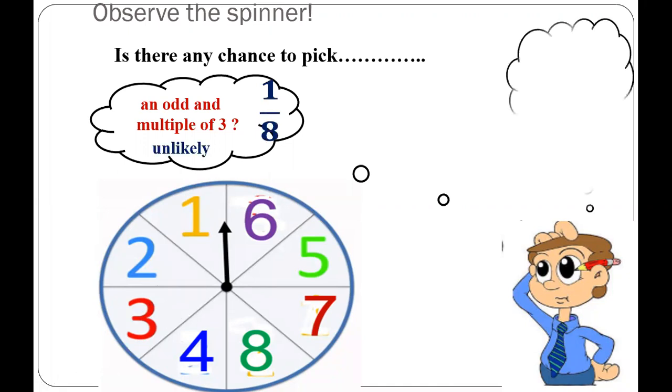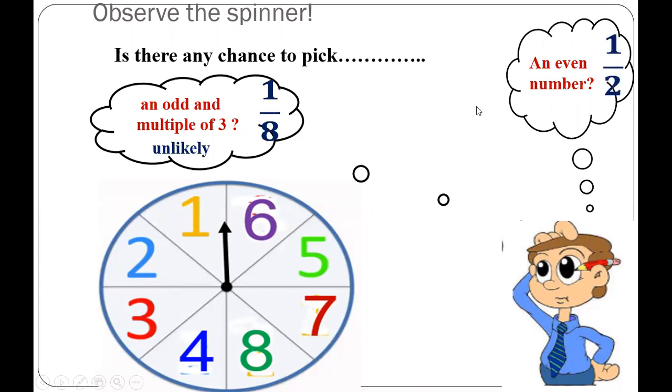Next question. An even number. So let's count how many even numbers we have. 1, 2, 3, 4. So it is an even chance, and it is half. Next one.